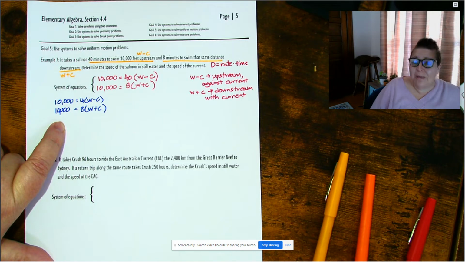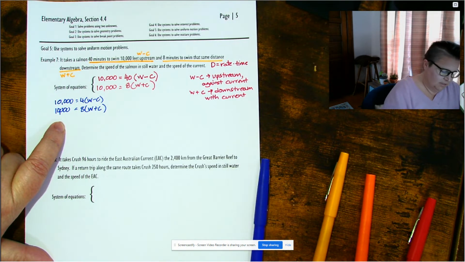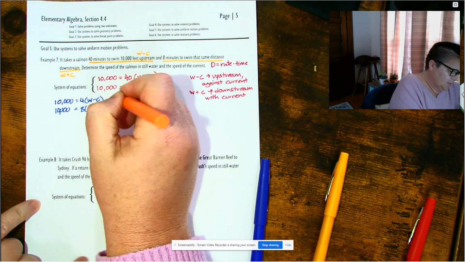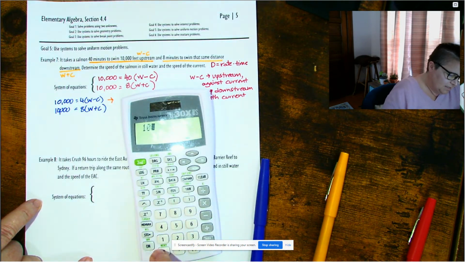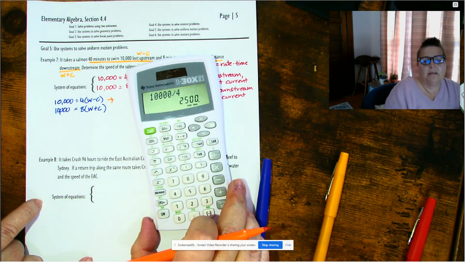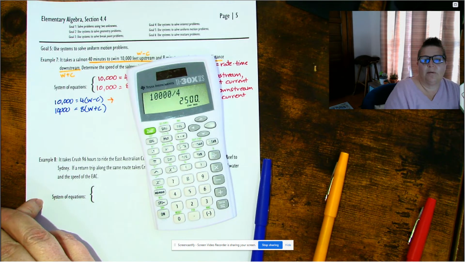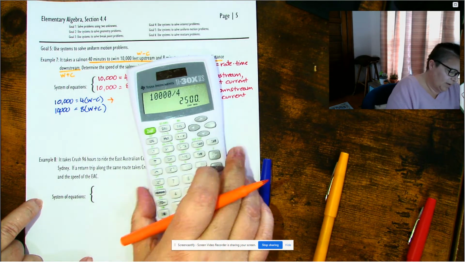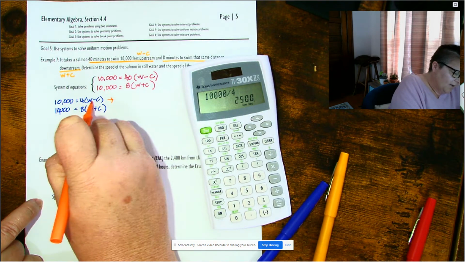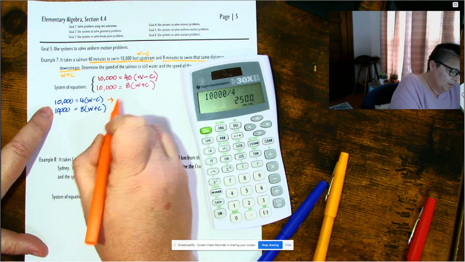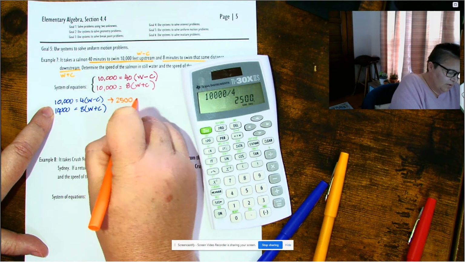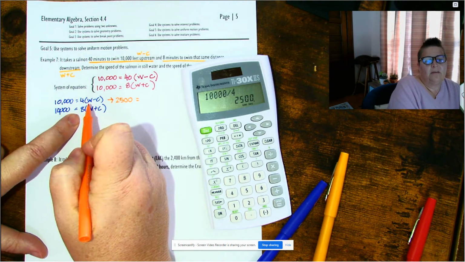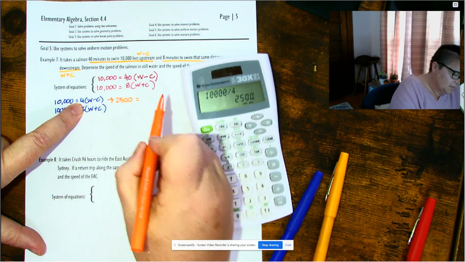There's a couple of things here. You can go ahead and distribute. That is not a problem. I like to actually divide out. So what I'm going to do is see, using my calculator, because it doesn't cost me anything but a few clicks, if 10,000 is divisible by 4. And since 10,000 is divisible by 4, I know that I can divide both sides here by 4. 10,000 divided by 4 is 2,500. And that would leave on the right side W minus C.